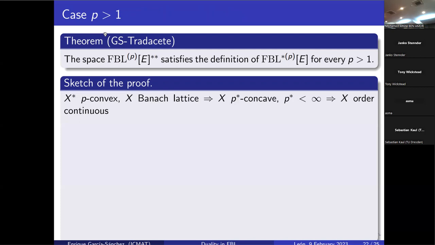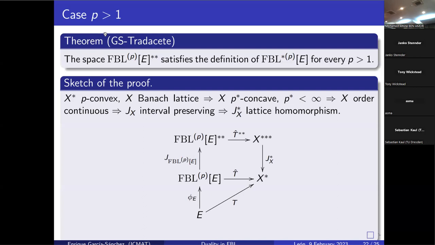So order continuity, one of its many characterizations, is that it is equivalent to the canonical embedding from the space into the bidual being interval preserving. Okay, interval preserving and lattice homomorphisms are dual notions. So this means that the adjoint of the canonical inclusion will be a lattice homomorphism quotient. So we can draw this diagram. We start with E, our operator that we want to extend into a dual Banach lattice, and we extend it to the free p-convex Banach lattice as a lattice homomorphism. This extension is unique. Then we lift it to the biduals of each space, and then we go down with the adjoint of this inclusion, which will be a lattice homomorphism and an adjoint operator.